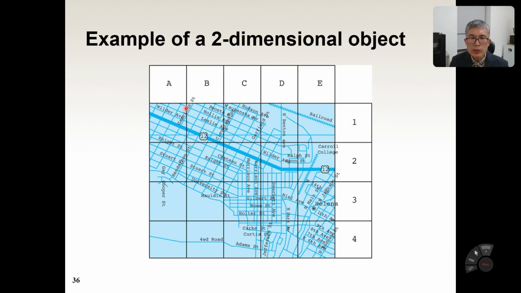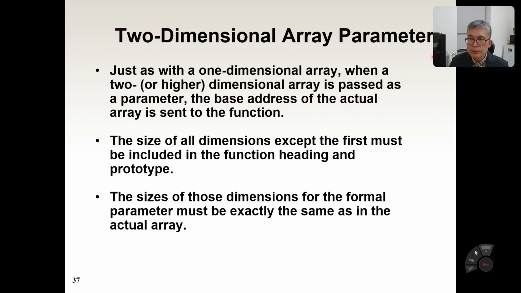Okay, another example of a two-dimensional object is a map. So this is a map. We can make a grid, right? So we can make a region using the row index and the column index.